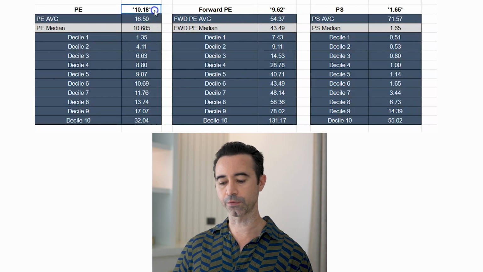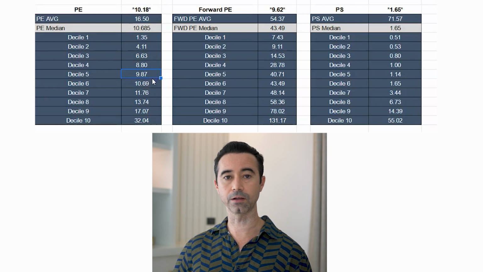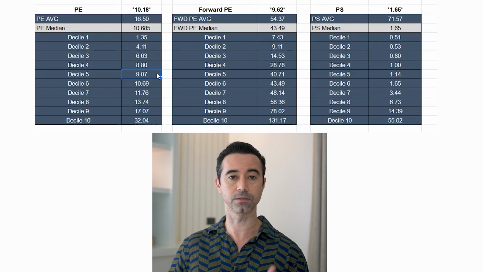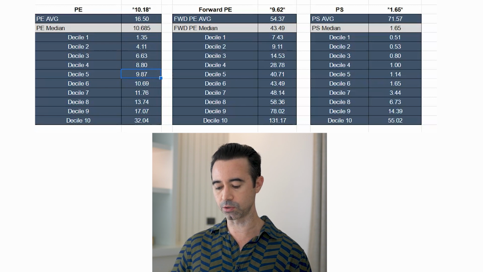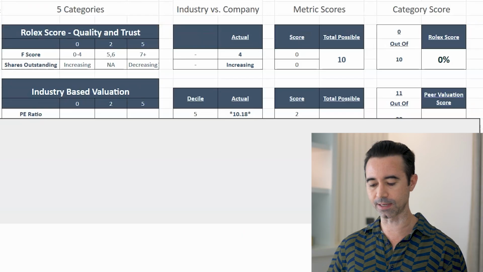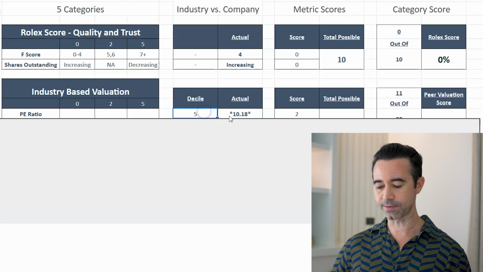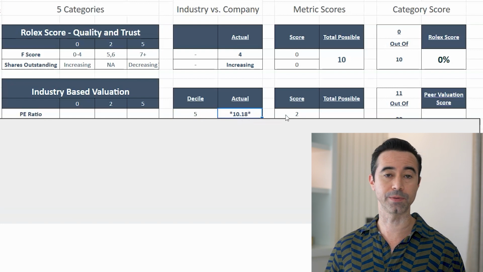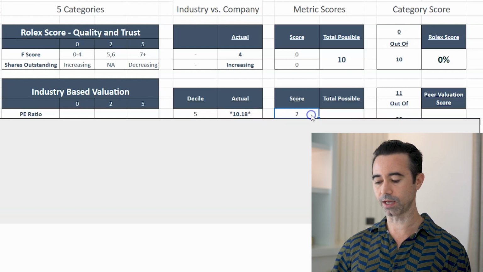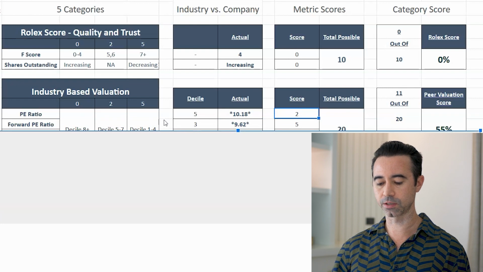The PE ratio for Verizon is 10.18, so that means it falls into the 5th decile of PE ratios. Now I want it to be a higher decile because it means it's a cheaper company, basically a lower PE. So we rank them into deciles so that we can pick a good decile to be in, and it gets points if it's in a good decile. So 5th decile, 10.18. Of course, it's not a high PE ratio, but again, it's compared to the industry. So we got a 2 here, a 2 out of a potential 5. It got some points, but not the best. We wanted it to be in the 4th decile or better.